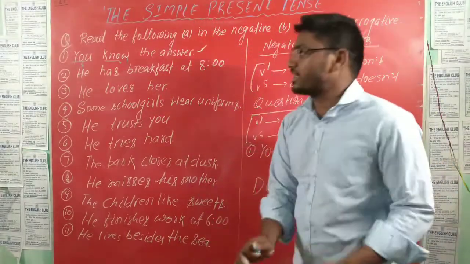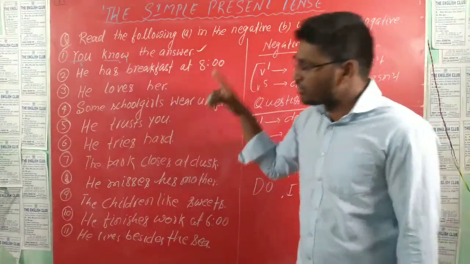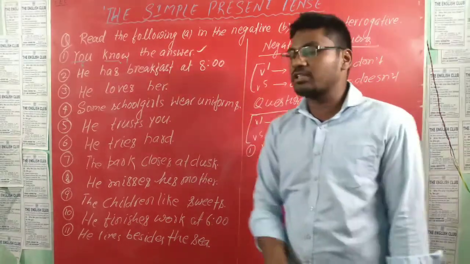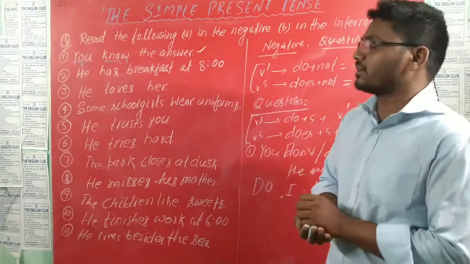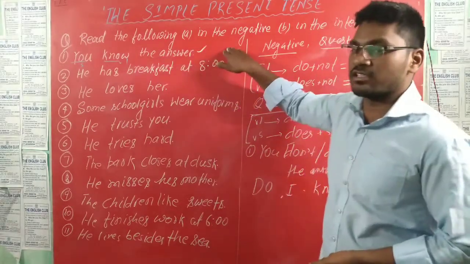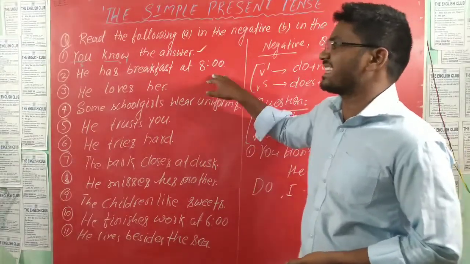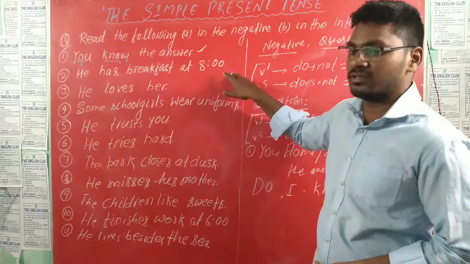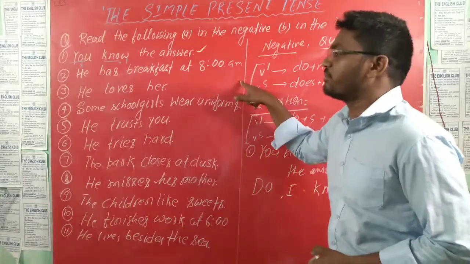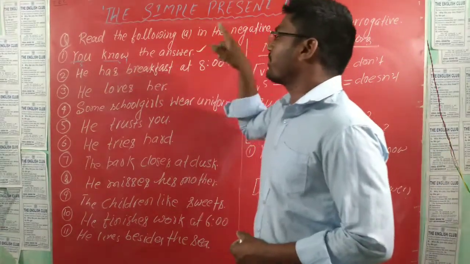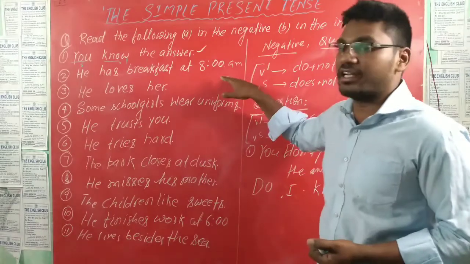Now the rest of the sentences from 2 to 11 I am going to do quickly. So be careful, listen to my words, and focus on the sentences. I am going to do negative as well as interrogative of all sentences. Let's begin. I will do the first one again. You know the answer. Negative: you don't know the answer. Interrogative: do I know the answer? Sentence number 2. He has breakfast at 8 AM. Negative: he does not have breakfast at 8 AM. Interrogative: does he have breakfast at 8 AM?